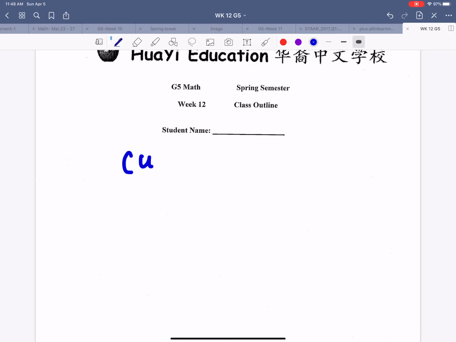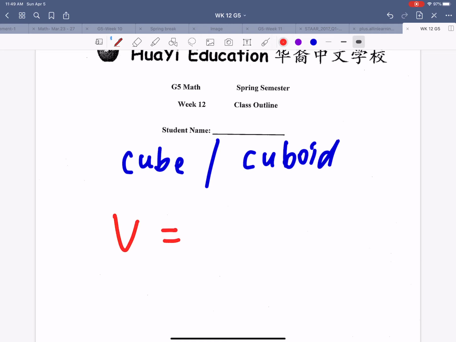We learned cube and cuboid, or we say rectangular prism. The volume, I have one formula for this. V represents volume equals capital B times H. Capital B means base area, or we say the area of the base.